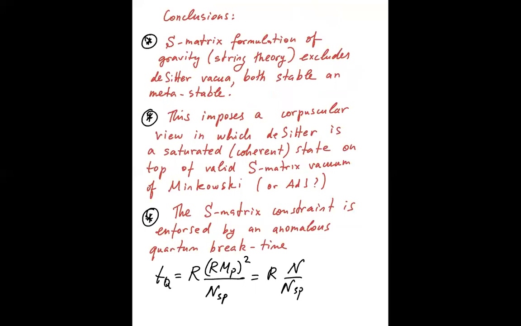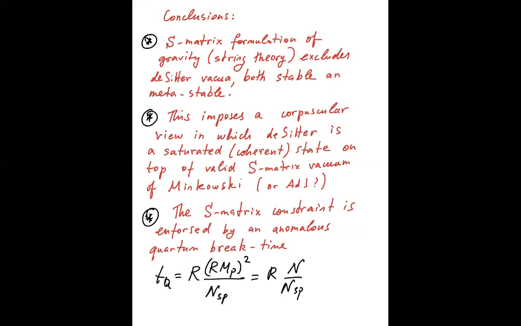Okay, so I'm done. Sorry, I think I'm a little bit over time. So the conclusions are, there are several conclusions, but let me just briefly say: what we are learning is that the S-matrix formulation of gravity excludes the de Sitter vacua, irrespective of whether they are stable or metastable.